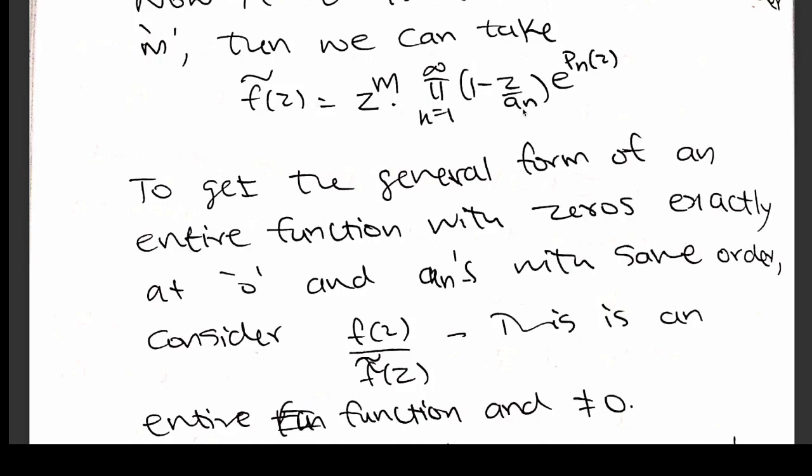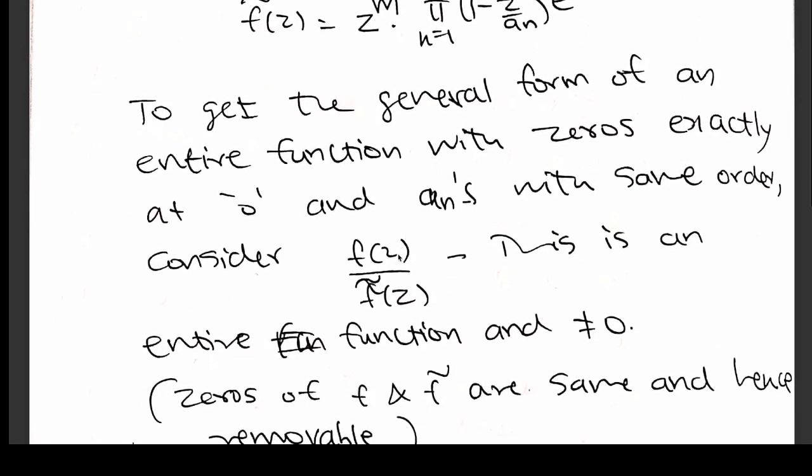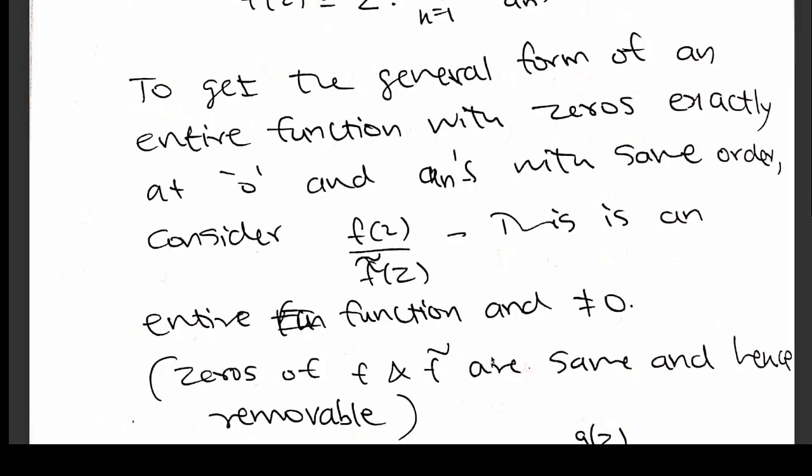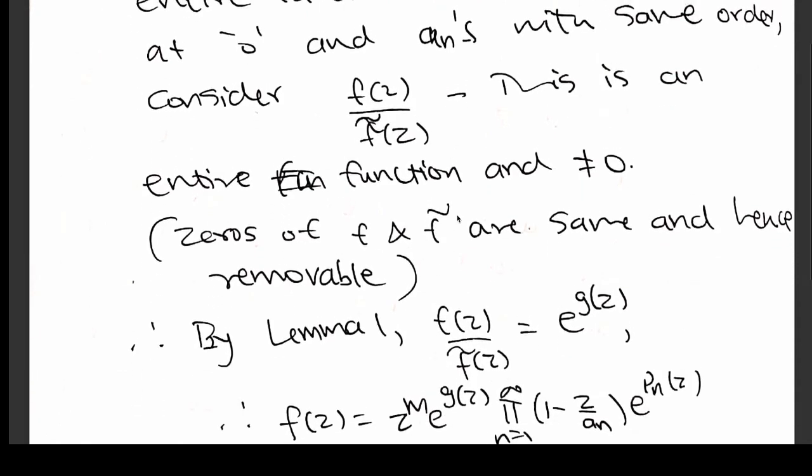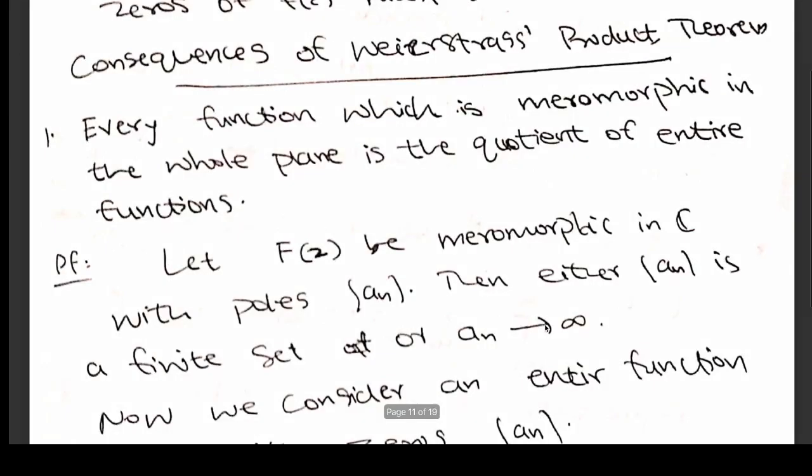Now the question is how the general form looks. Suppose you have an arbitrary entire function with zeros exactly at 0 of order m and at a_n. Then how does it look? You consider f by f tilde z. This will not have any zero, because the zeros of f tilde will be removable singularities here. So this is a non-zero entire function, and hence by the first result, this will be equal to some exponential g(z). Therefore, f(z) will look like f tilde z into exponential g(z).